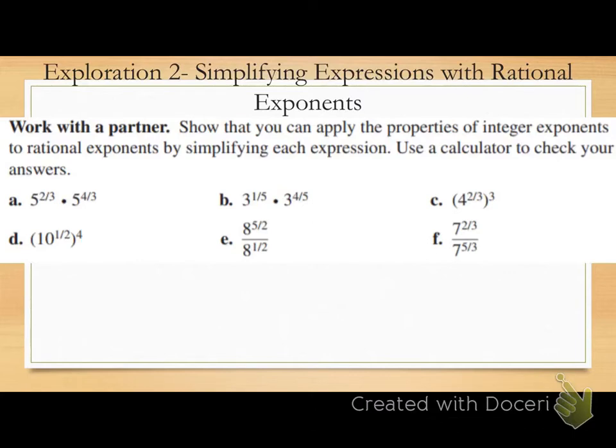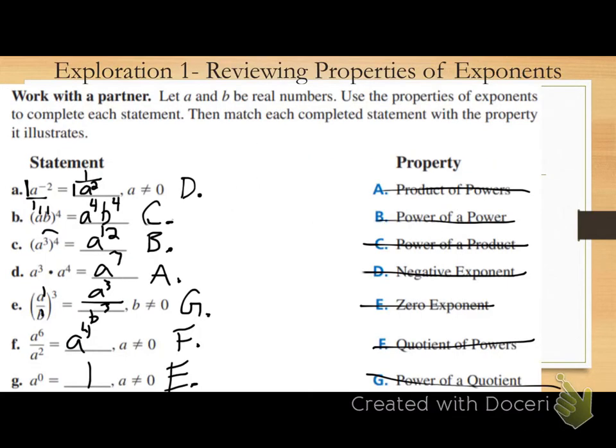I'm confused. Say it again. Okay, letter A. We're multiplying two things that have the same base, right? What's the base here? 5. Do they both have a base of 5? Yes. What property can I use if I'm multiplying something with the same base? Product of powers property, right? What did I do with the exponents? I added them, right?